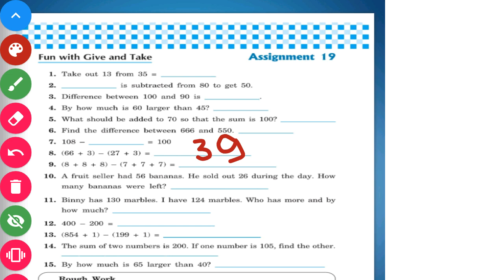Okay. Now question number 9. Okay, kids, question number 9 is very much similar to question number 8. Question number 9 you will do yourself. Solve this question and tell me the answer, beta. 8 plus 8 plus 8 minus 7 plus 7 plus 7. Tell me kids, how much you have got?